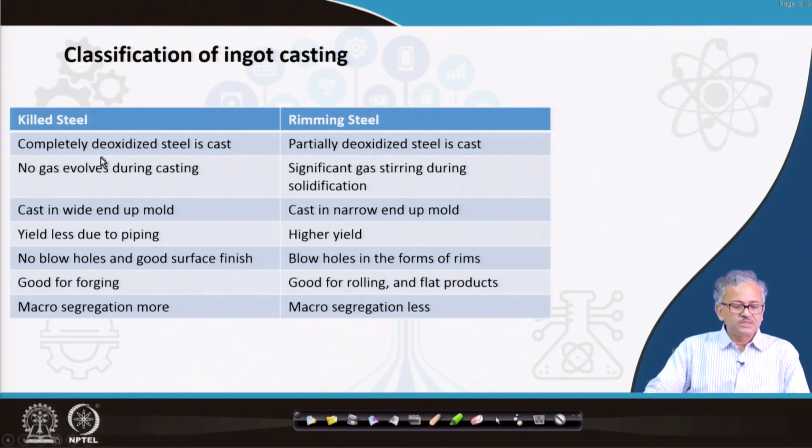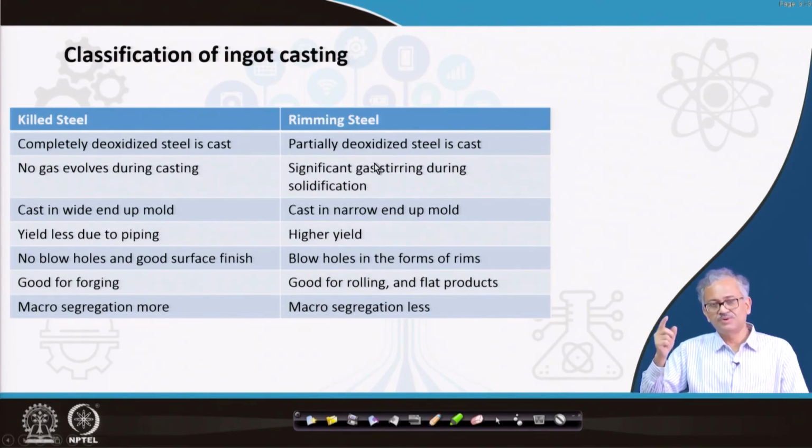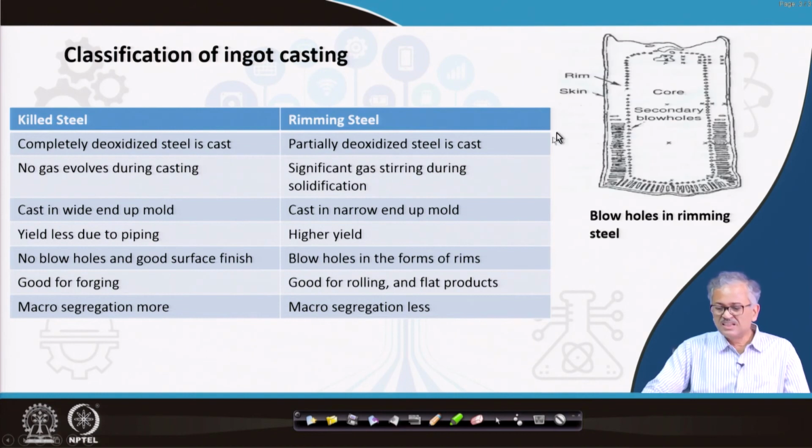So these are the two things. First, that is the idea. Basically, one is totally killed, and partially killed is that to give some kind of studding, that is called the rimming steel. Why is it called rimming steel? Because it generates some kinds of rims. You can see the rims. This is the rimming steel. You can see the blowholes. This is the skin, and then you can find primary blowholes, and this is the secondary blowholes, and they form in the form of rings. That's why they are called the rimming steel.